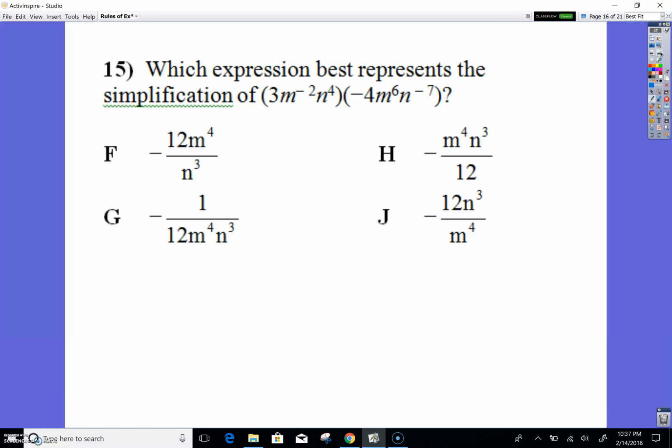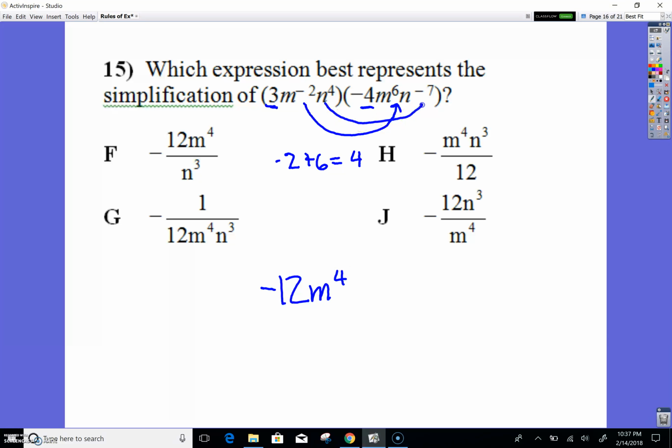Okay, this one has a lot of negative exponents, so I'm going to help you with this one, okay? All right, first thing we do is remember the number. 3 times negative 4 is negative 12. Negative 2, so that's negative 2 plus 6, because this is the product rule, okay? So that gives me 4, right? So that's n to the 4.